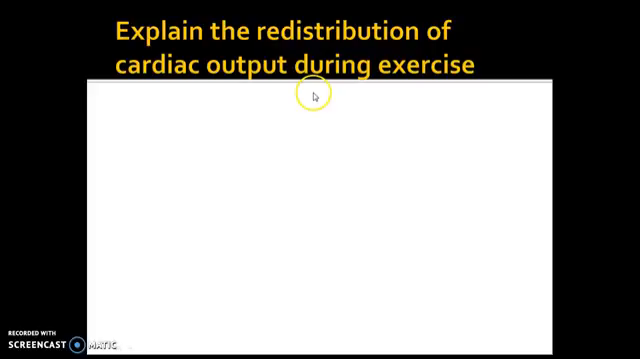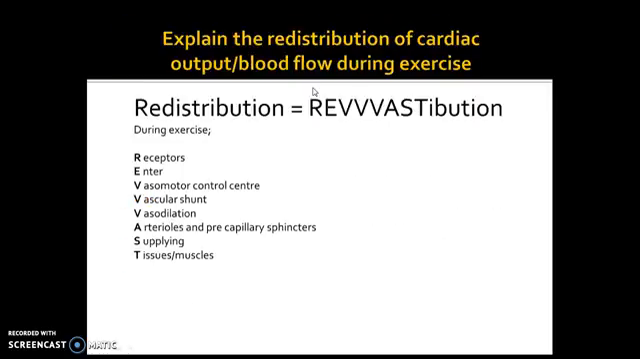So we're going to respell the word redistribution, with 3 V's in the middle. The reason is that in order to redistribute blood flow through the vessels, we follow the following pattern. Receptors come up first, so that's the R. You have to identify the 3 receptors we talked about earlier and what they detect. Then the information they have enters the vasomotor control center.